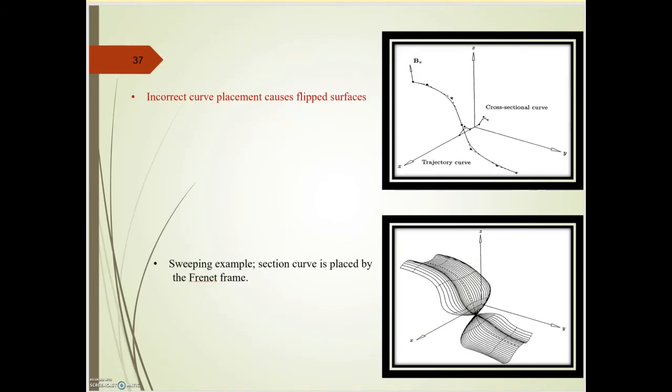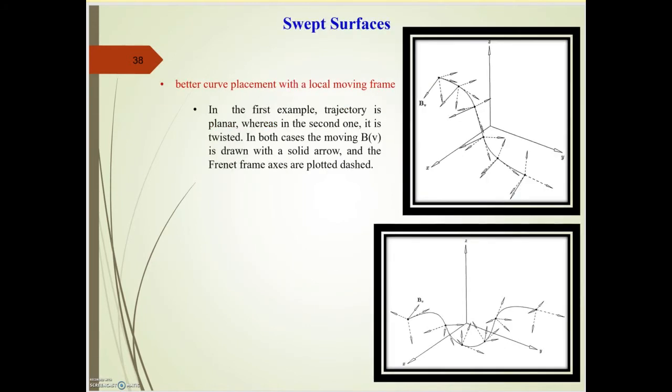Another problem that swept surfaces cause is that incorrect curve placement causes flipped surfaces. In the second figure, we can clearly see that when we place an incorrect curve, it causes flipped surfaces. Here the section curve is placed by the Frenet frame. Better curve placement with a local moving frame. In the first example, the trajectory is planar, whereas in the second one it is twisted. In both cases, the moving frame is drawn with a solid arrow and the Frenet frame axes are plotted dashed.